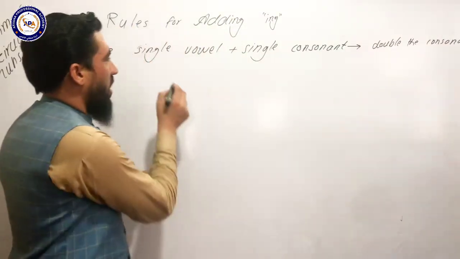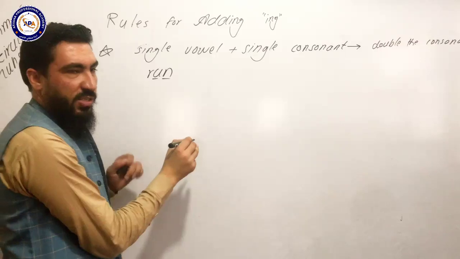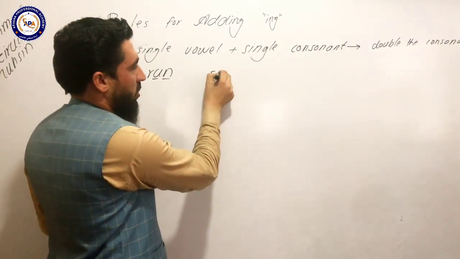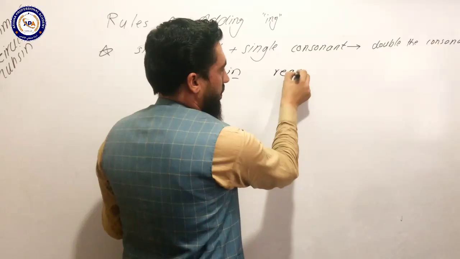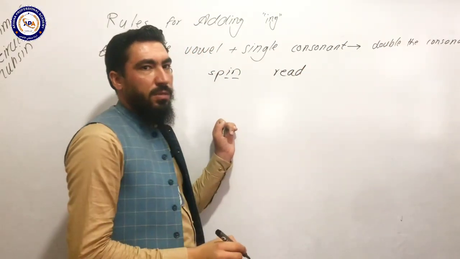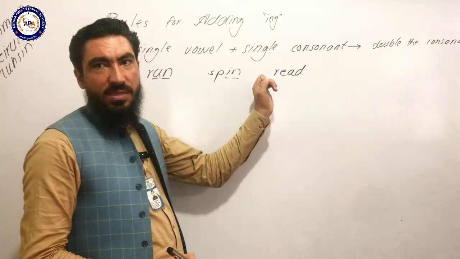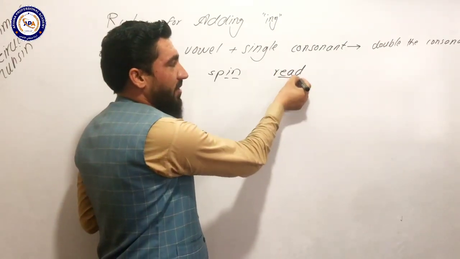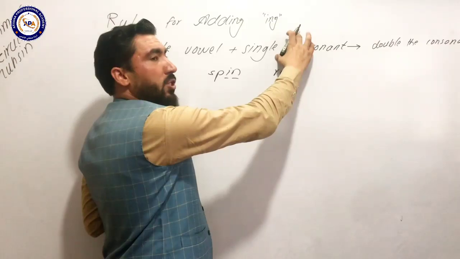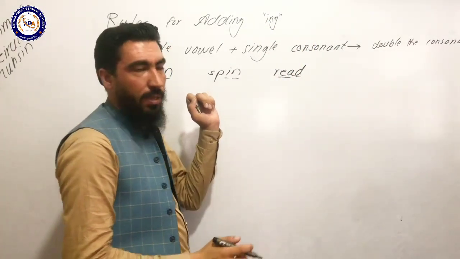For example, run. Single vowel, single consonant. Spin, single vowel, single consonant. But look at the verb read. It doesn't end in single vowel, single consonant. We call this double vowel, single consonant. So this rule is not applied on this word.